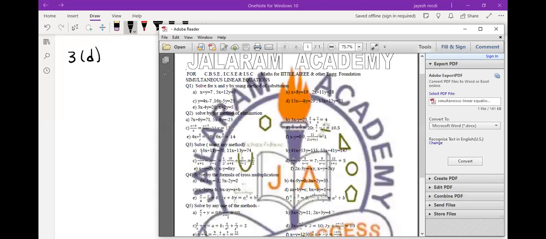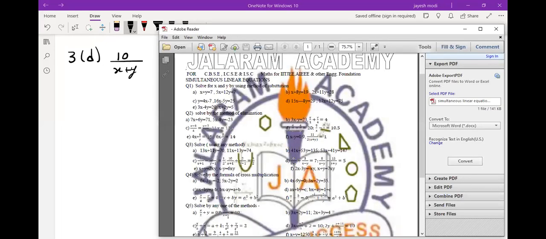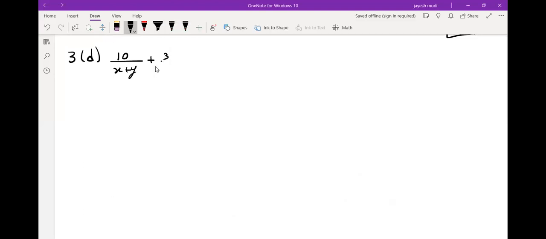Question number 3D. So the first term is not clear actually. So I think it is 10 upon x plus y, right? 10 upon x plus y plus 3 upon x minus y is equal to 7.